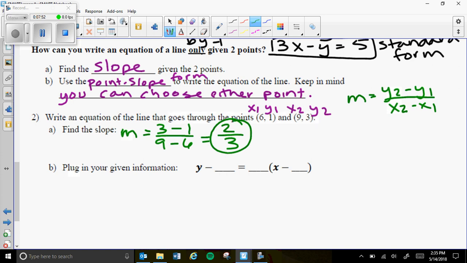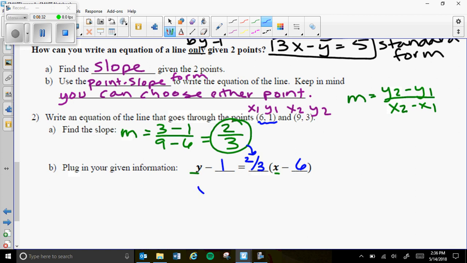All right, now it says plug in your information to point slope form. Remember, y and x are always constant, which is why they're already there for us. But you need to know that you need to write these for your formula, okay? So I'm going to use this point here, (6, 1). So y minus y1, y1 is 1. The next blank is our slope, which we just found to be 2/3. 2/3 x minus x1. Again, x1 in this case is 6.